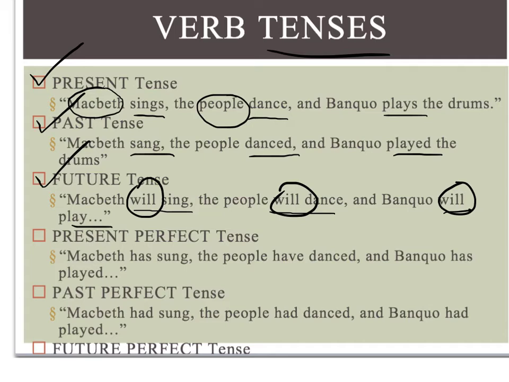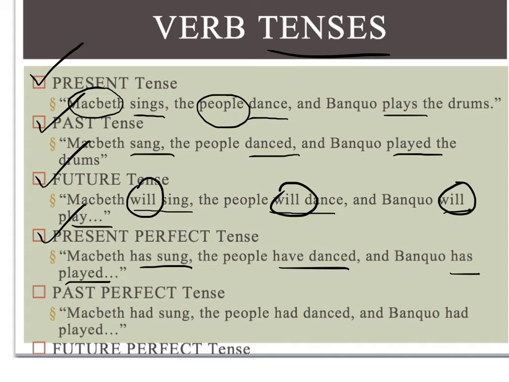The next 3 tenses that we're going to talk about are what are called the perfect tenses. The perfect tenses are tenses that could be used to describe completed actions, or actions that have started, taken place, and finished. Look at the present perfect tense. Macbeth has sung, the people have danced, and Banquo has played the drums. Those are actions that have started and have been completed.